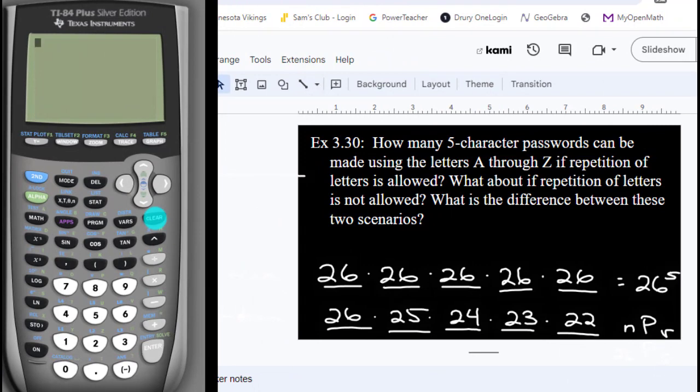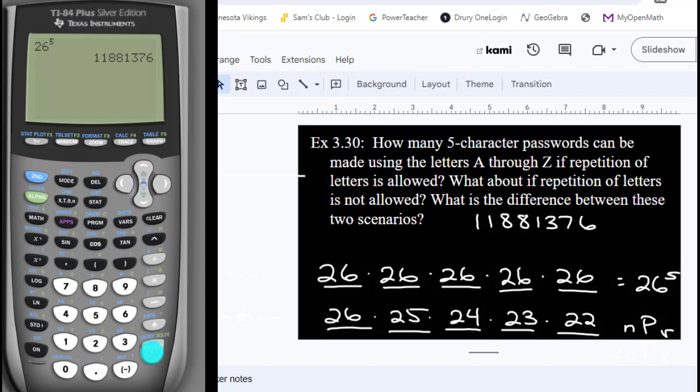So for the first one, we've got 26 times itself 5 times. We can write that as 26 raised to the 5th power and hit enter. So that gives us 11,881,376.